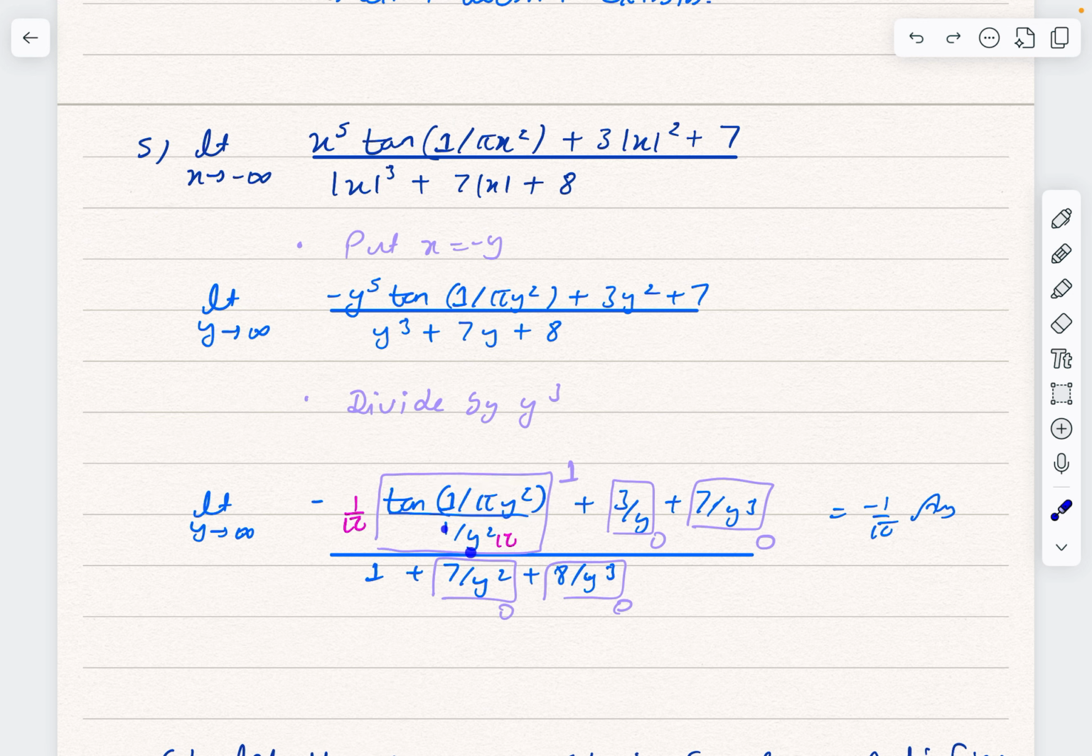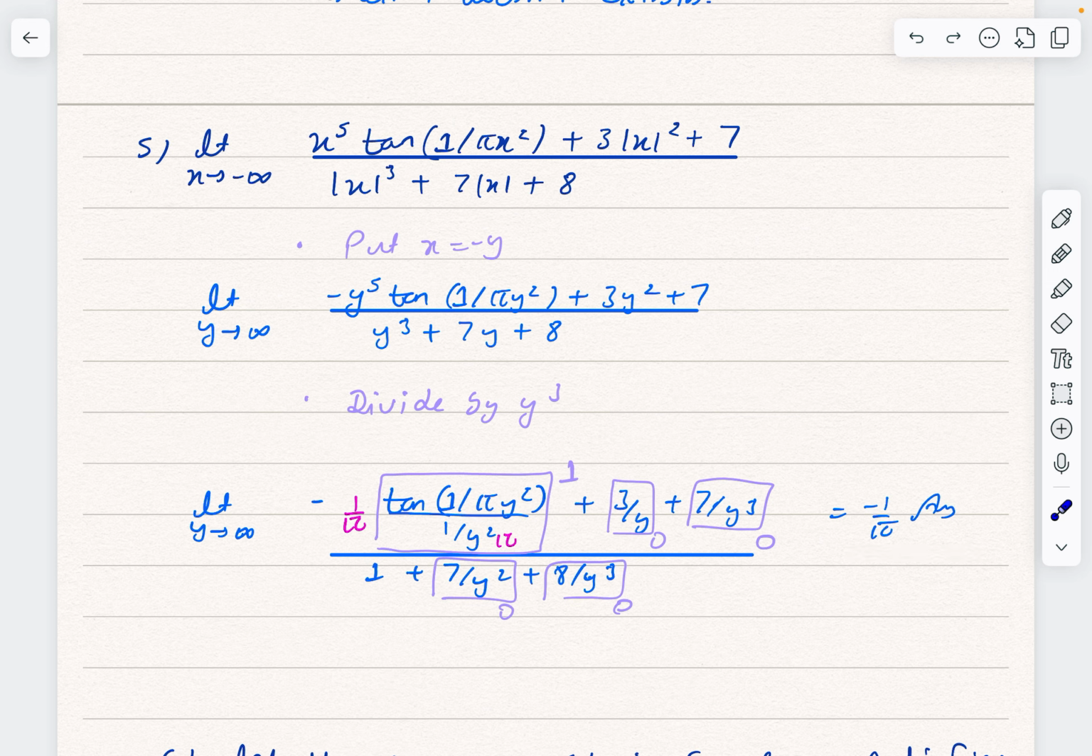So I take this 1 by y square, now divide by 1 by pi, multiply with 1 by pi. So this thing will become tan f(x) by f(x), and then f(x) will tend to 0, because when you put y as infinity, this thing will tend to 0. So tan f(x) by f(x) will be 1 when f(x) tends to 0. So this will just become 1. Next will be 3 over y, which will again be 0. 7 over y cube, which will again be 0. Denominator will be 1 plus 7 over y square, which will be 0, 8 over y cube, which will also be 0. So finally we get minus 1 over pi.